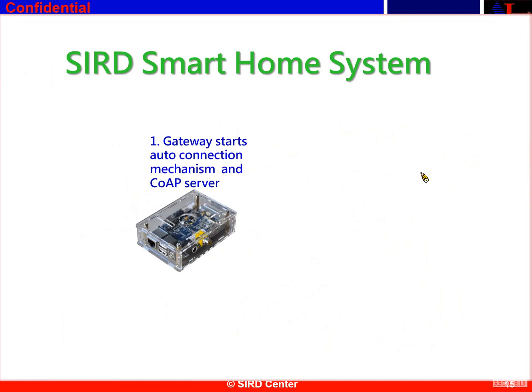So for our technologies, we use a Raspberry Pi as the gateway. And when you turn on the gateway, it can automatically start the auto and secure connection mechanism. Also, we have an MQTT broker that starts automatically on the gateway, and the CoAP server. But we don't support DTLS at the moment.